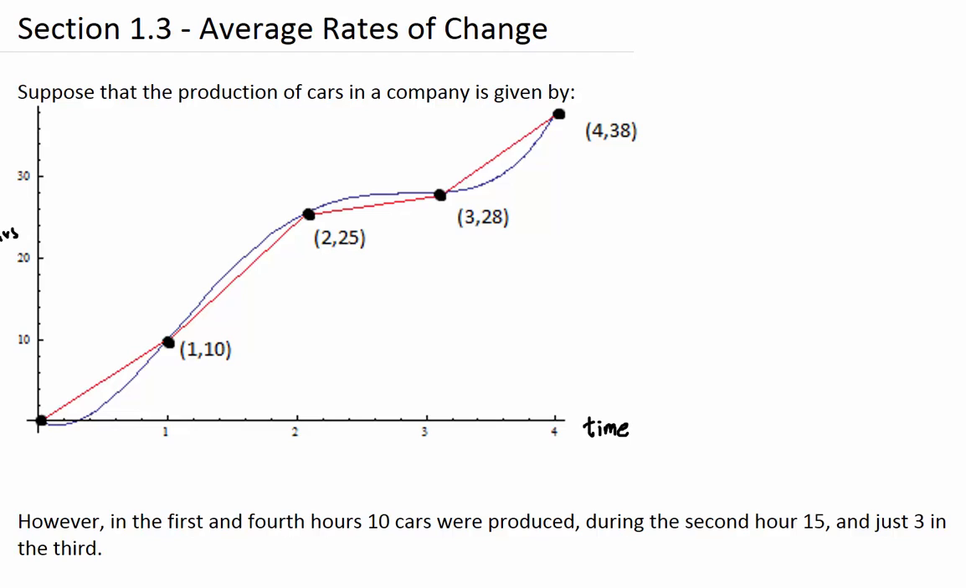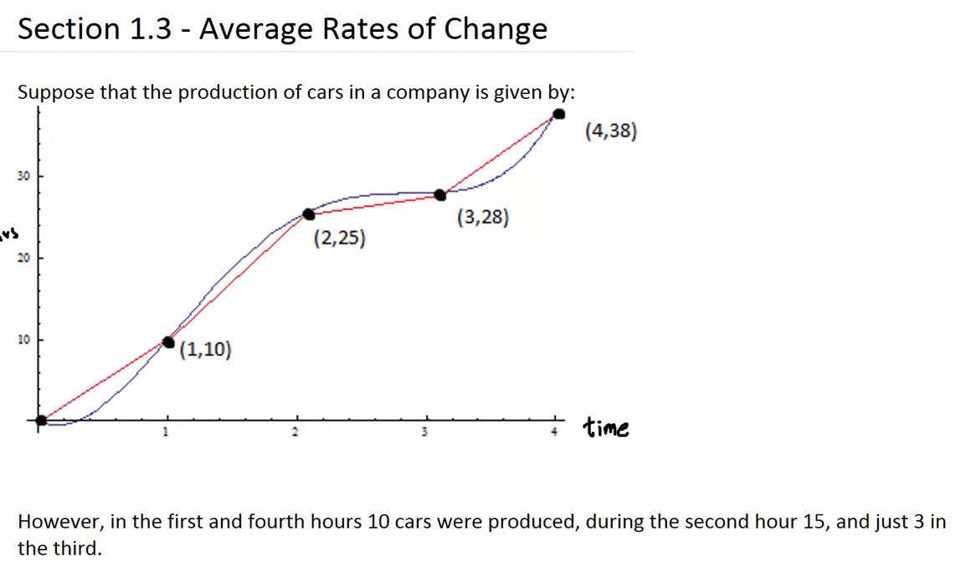At hour 0, there's nothing produced. But then when you go to the first hour, you have 10 cars produced. Then in the second hour, you have 25 cars produced. In the third hour, you have 28. And in the fourth, you have 38.